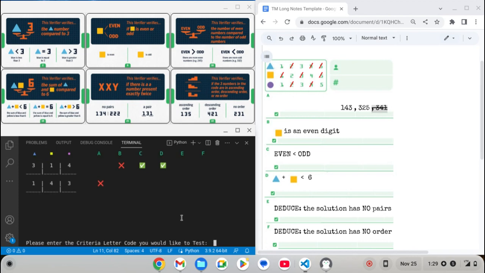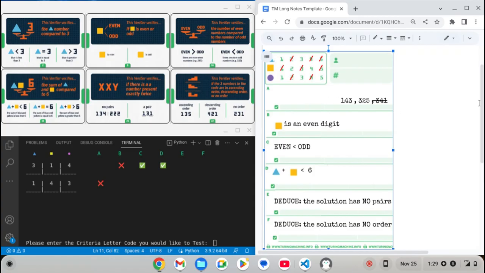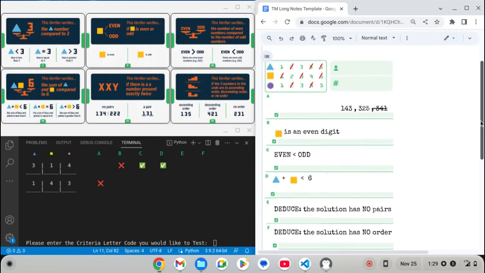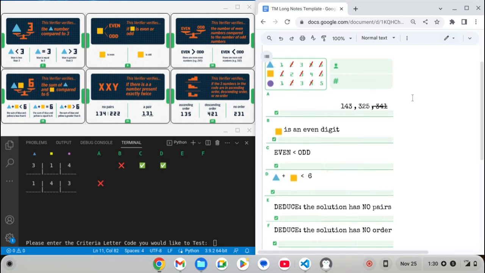So let's see. Okay, so it is not true that, again, my choice for triangle is 1. 1 is less than 3. But since the Turing machine does not agree with that, it is not the case that triangle should be less than 3. So based on our answers thus far, I'm going to write it up that I'm going to deduce that triangle should be equal to 3.